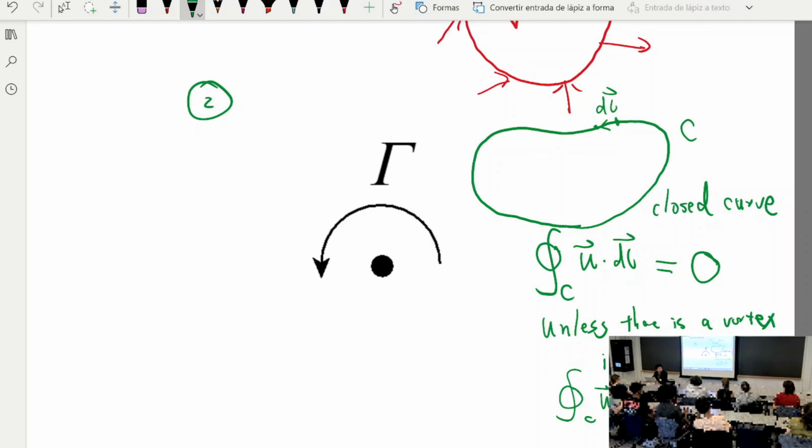So imagine we have a vortex here, right? We have already said that the velocity is purely in this direction, and the magnitude of the velocity is equal to gamma over 2 pi divided by radius, right? So let's just take a curve like that.